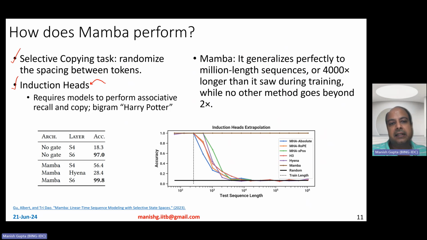The task is that if there was some piece of text in the context that contained a bigram, Harry Potter, and later down in the text the word Harry appears again, you must complete it with Potter. This is called the induction heads task, and it's called that because a typical transformer model, thanks to multiple layers and attention heads, can learn this task very well.